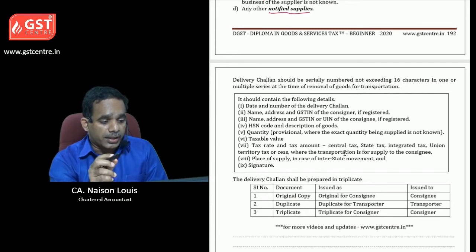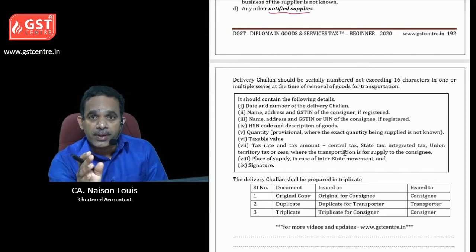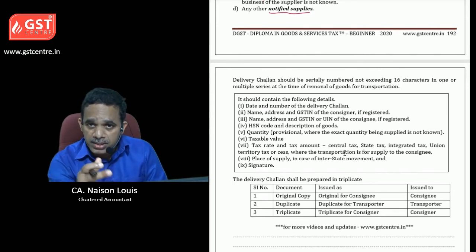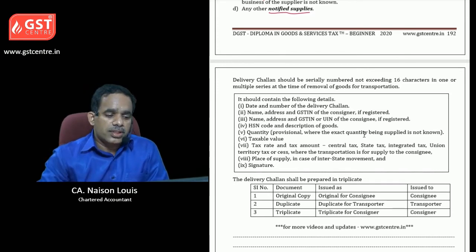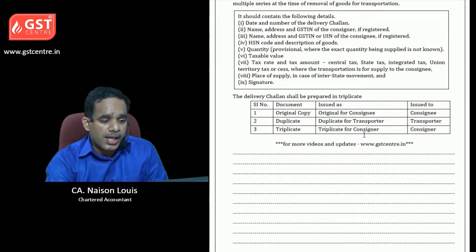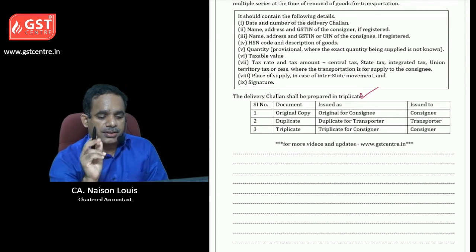Clear? And HSN code and description of goods, quantity provisional where the exact quantity being supplied is not known in that case. Then taxable value, tax rate and tax amount also can be mentioned. Place of supply in case of interstate supply from one state to another state, in that case place of supply should be mentioned. Then signature. So these are the contents of the delivery challan, and the delivery challan should be prepared in triplicate.